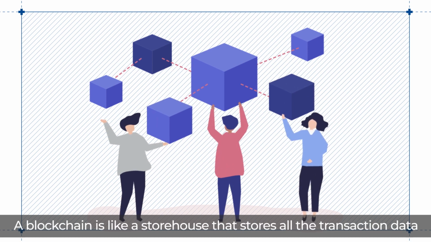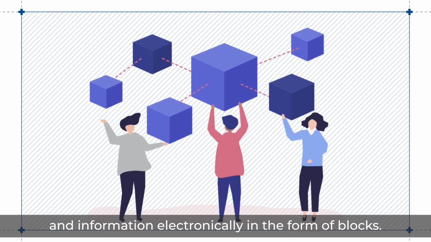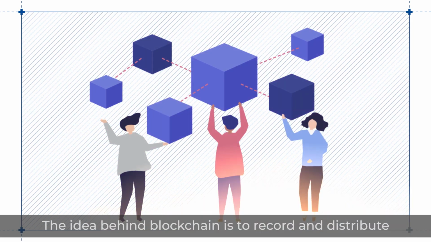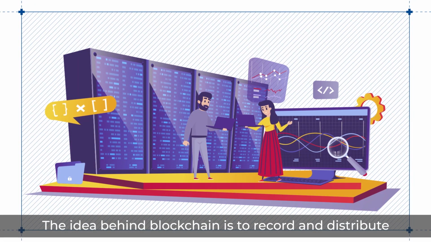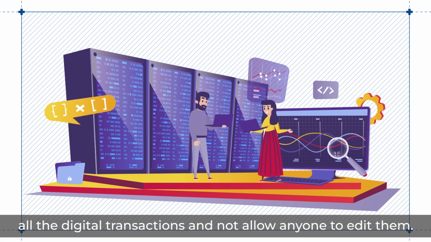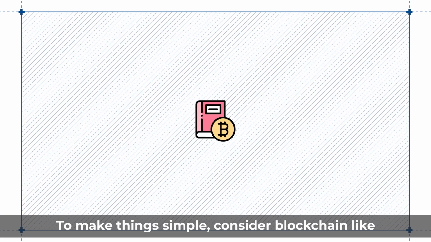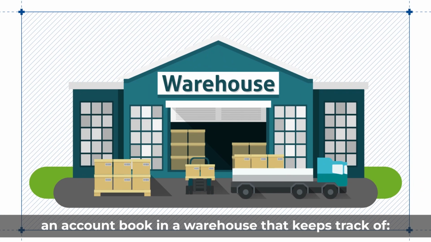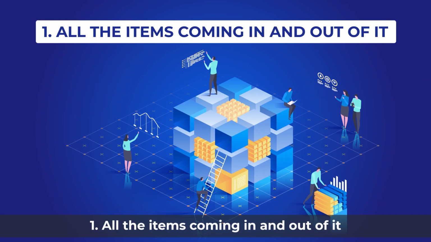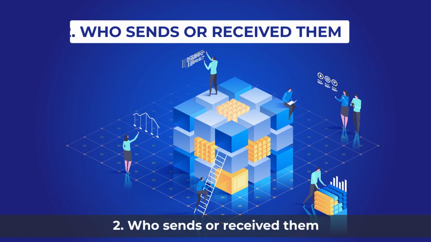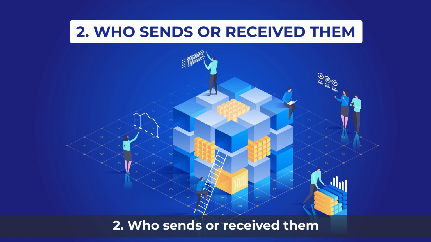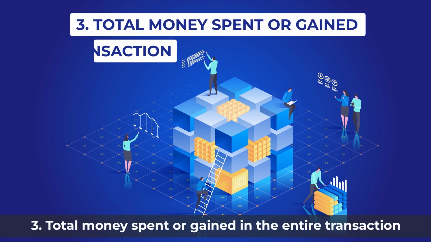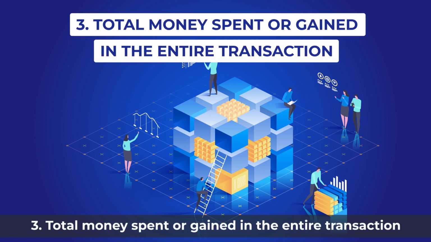A blockchain is like a storehouse that stores all the transaction data and information electronically in the form of blocks. The idea behind blockchain is to record and distribute all the digital transactions and not allow anyone to edit them. To make things simple, consider blockchain like an account book in a warehouse that keeps track of first, all the items coming in and out of it, 2. who sends or receives them, and 3. total money spent or gain in the entire transaction.